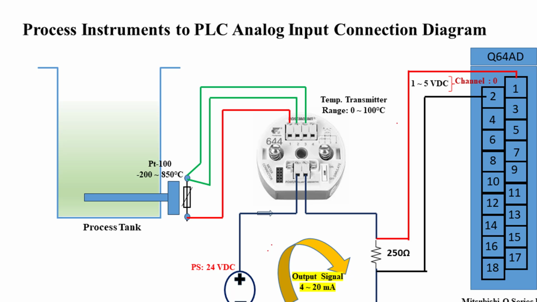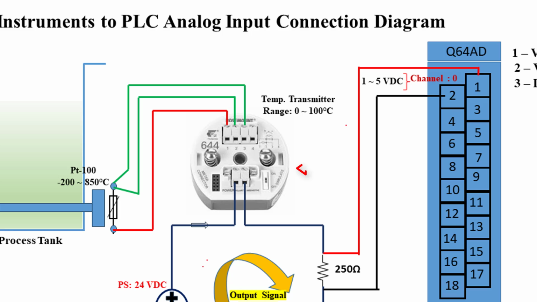As our desired temperature measuring range for the liquid is 0 to 100 degrees centigrade, for mapping the PT100 temperature range to 0 to 100 degrees centigrade, a temperature transmitter has been used with the PT100 temperature sensor and this transmitter has been calibrated as 0 to 100 degrees centigrade.